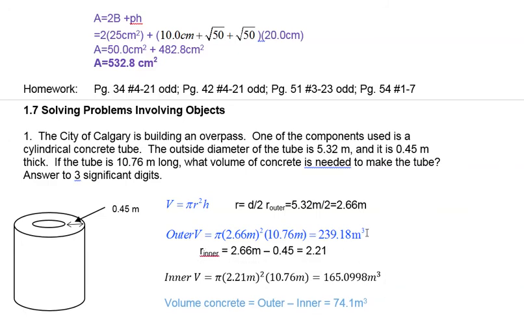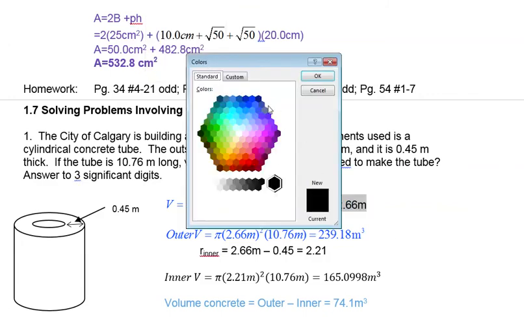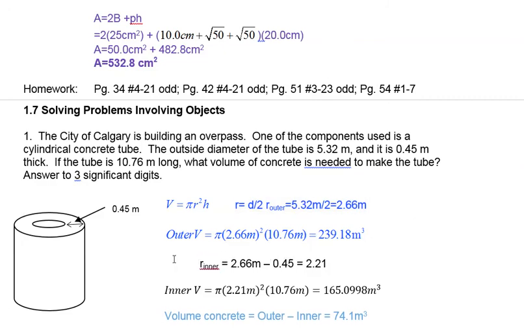Here, let's make this match the part that it is calculating with. Okay, that works. So we calculate the outer one, we calculate the inner one, and then we know the volume of the concrete is the difference between the two.